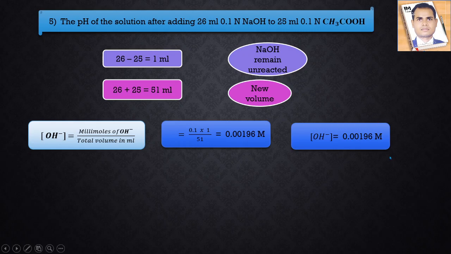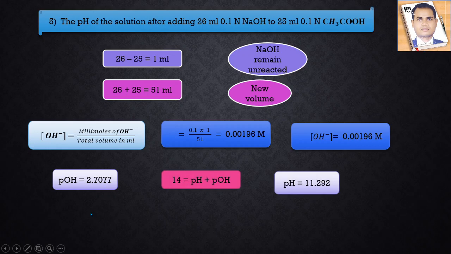And this value you can put into the pOH formula. After that you will get pOH 2.7077. And when we have to calculate the pH, you can put that value into this formula and easily calculate the pH, that is 11.292. This is the pH when we are adding 26 ml of 0.1 normal sodium hydroxide to 25 ml of 0.1 normal acetic acid. So you will get that much pH.